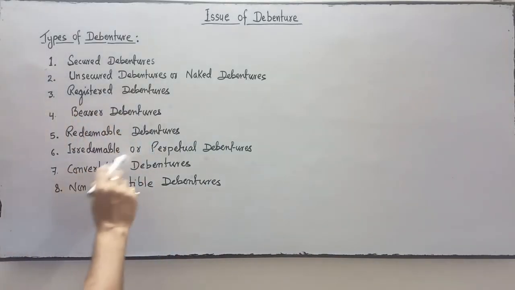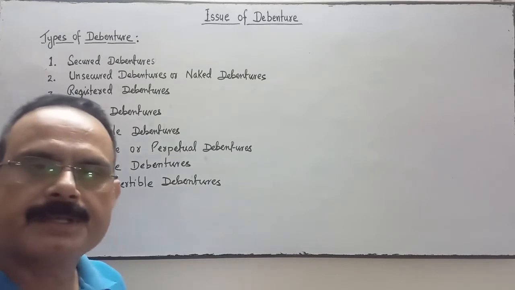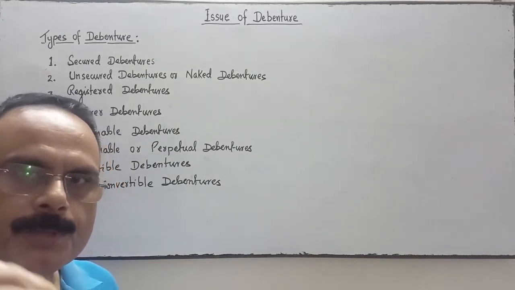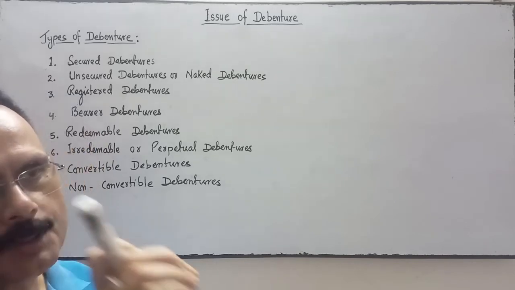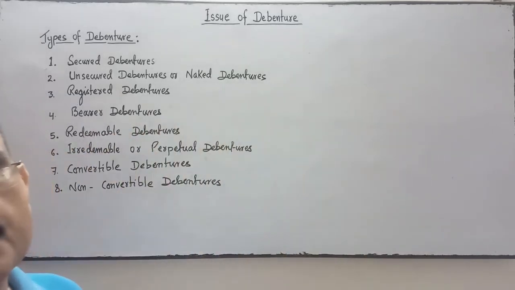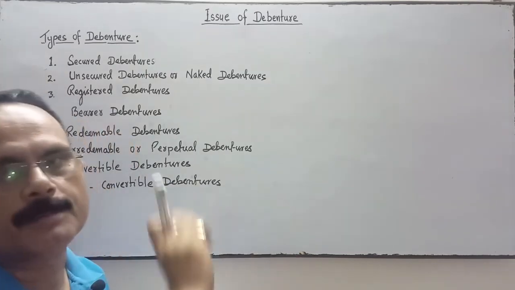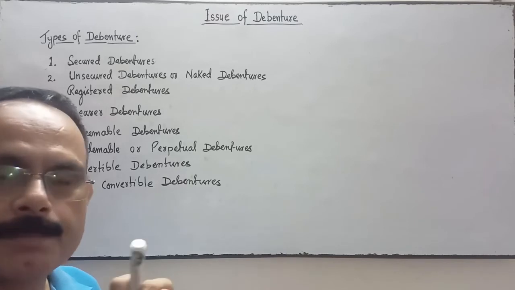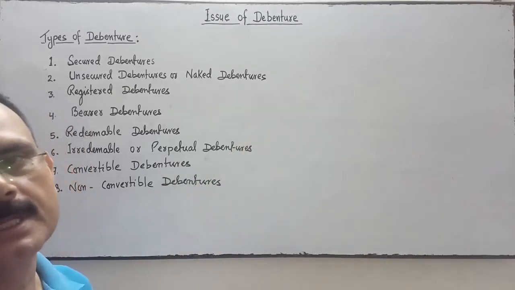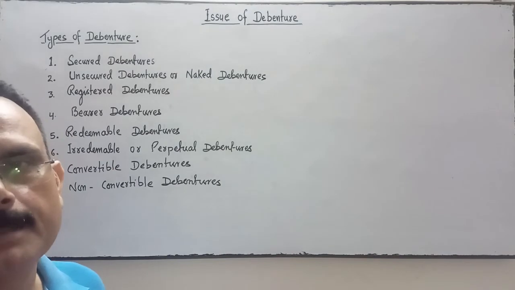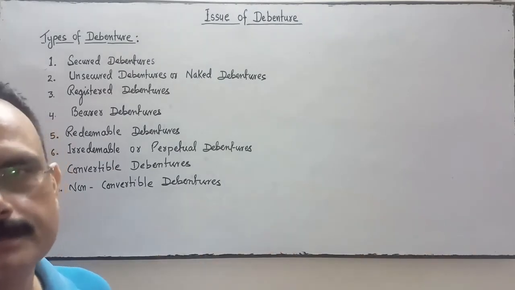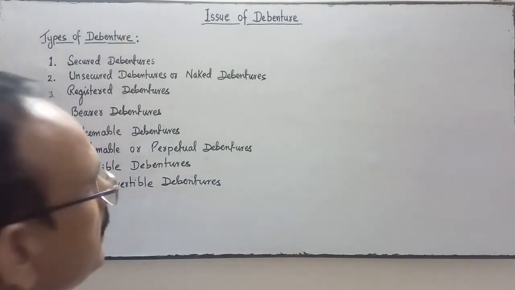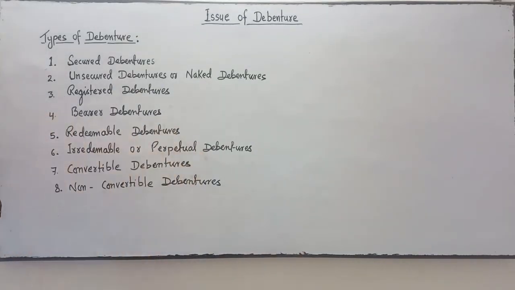But here in irredeemable or perpetual debenture, the debenture amount will not be refunded by the company. The company is not going to repay this amount to the debenture holder during the lifetime of the company. That amount will only be repaid by the company when the company is going to wind up. Okay. Otherwise, that amount will not be repaid to the debenture holder. That's why it is called irredeemable debenture.